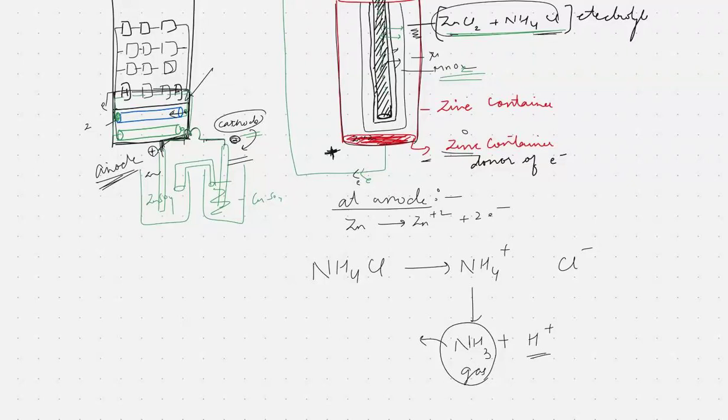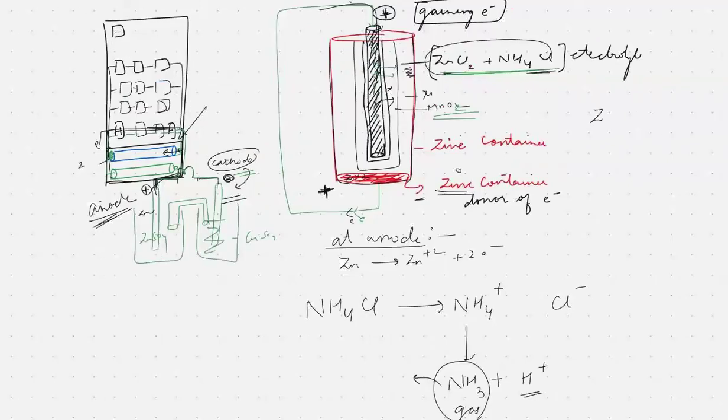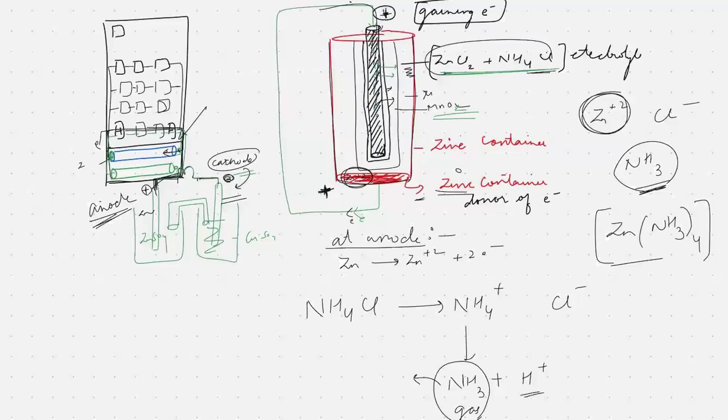So I hope you're understanding that when we have ZnCl2 we have Zn plus 2 and Cl negative. Whatever ammonia is being formed and whatever Zn plus 2 ions are being formed by ZnCl2, they both form a complex, and they convert that gaseous ammonia to the solid state. Gradually, ZnCl2 and the Zn plus 2 ions in the anode are consumed.